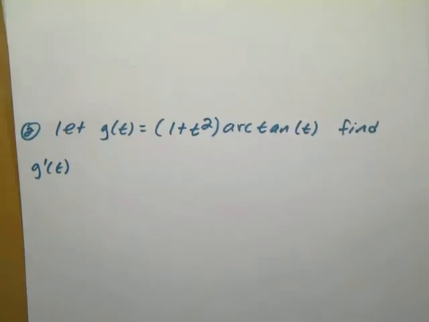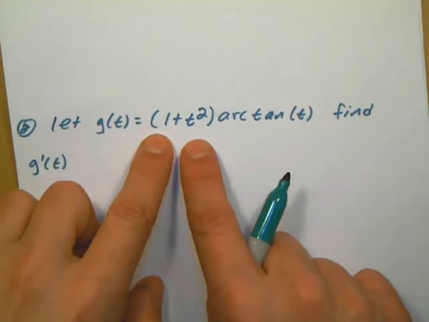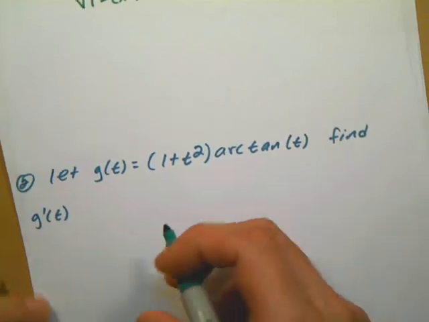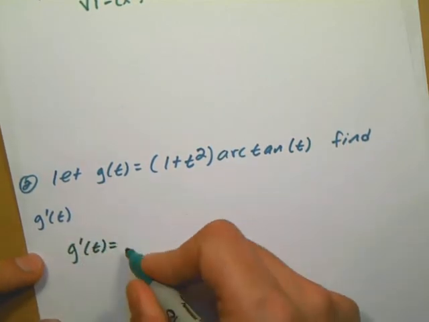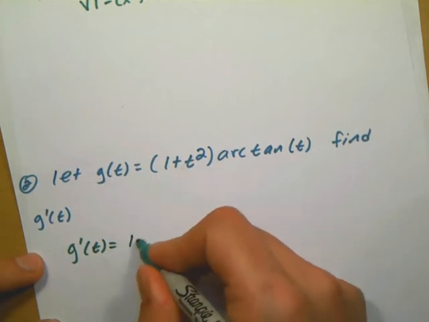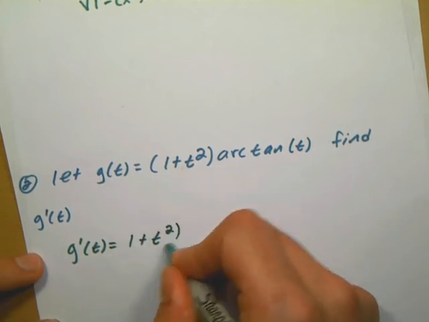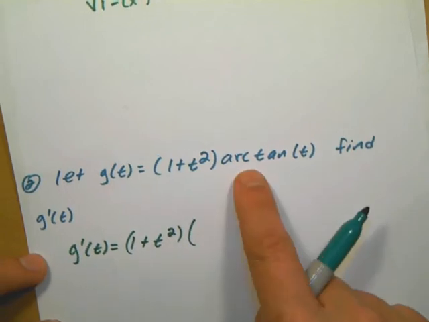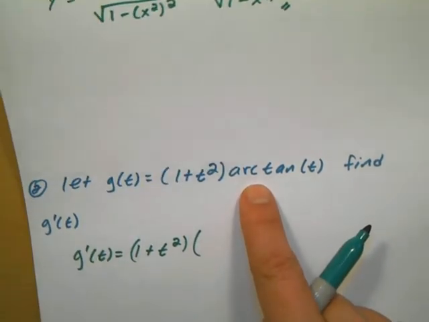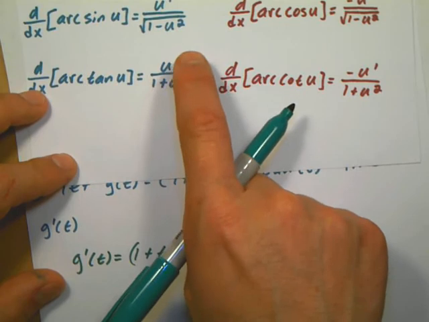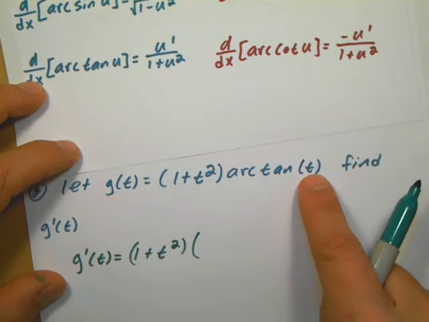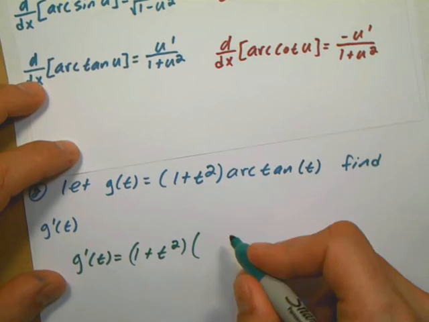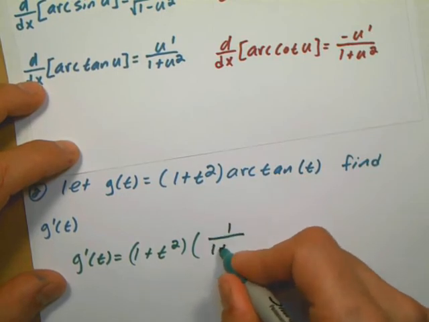For number 2, to find the derivative of this, I have to use the product rule because I'm multiplying this times that. So g prime of t is going to be the product rule, which says keep this the same, so 1 plus t squared, times the derivative of arctangent, which is u prime over 1 plus u squared. In this case, I just have t, so it's going to be 1 over 1 plus t squared.